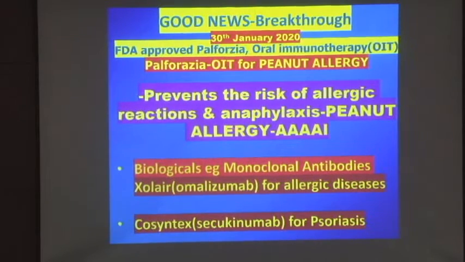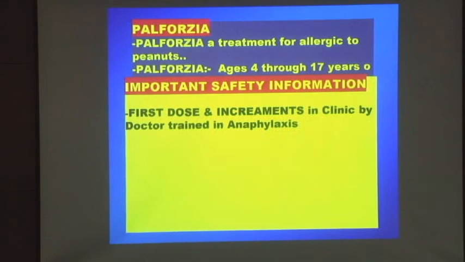In fact, these last few years have seen tremendous developments in the world of allergy. There are the greatest developments. Some are biologicals, like Xolair and Cosentyx for psoriasis. Palforzia is an FDA approved OIT, oral immunotherapy, for peanut allergies.